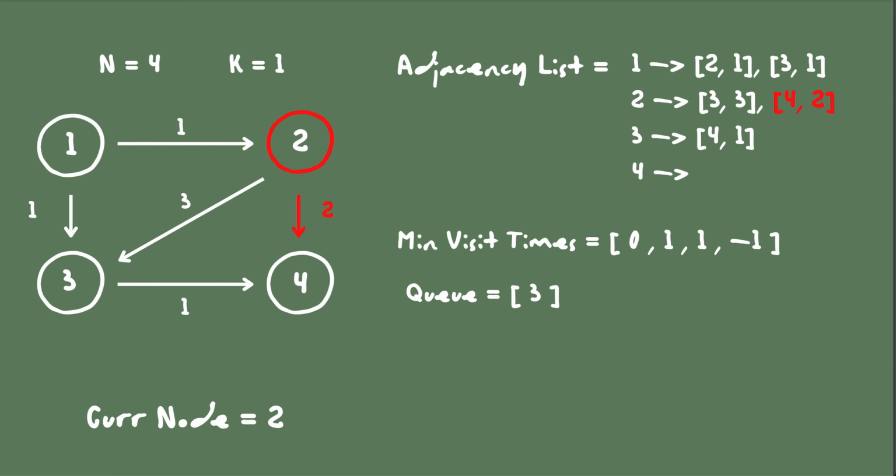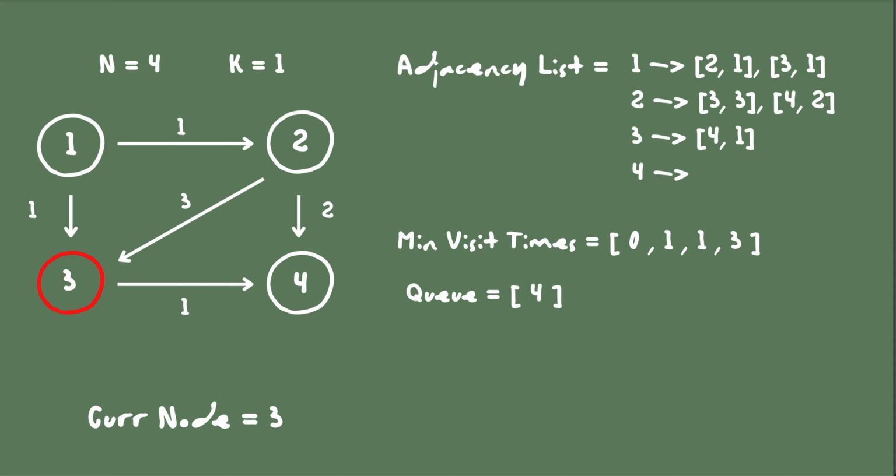Next, we look at our edge which takes 2 seconds. Again, we see this has never been updated, so we update it to 3. And we want to remember that we're updating this to the time to the current node plus the time to the adjacent node. So this is going to be 1 plus 2. And we're going to push that onto the queue. Then we go from 3 to 4. We see that 1 plus 1 is less than 3, so we're going to update that to be 2.